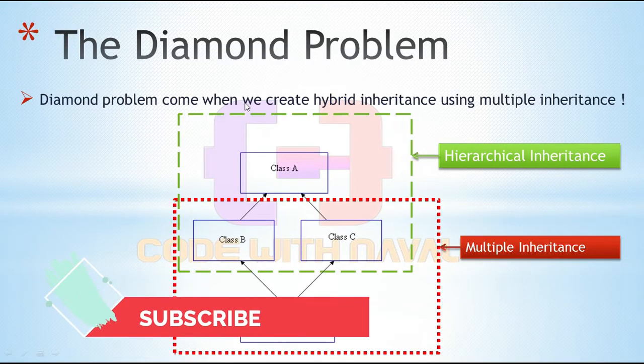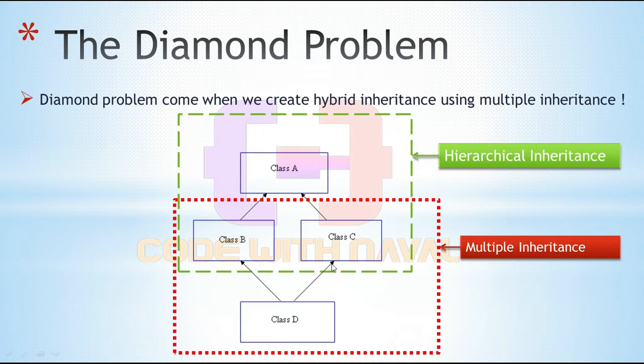The diamond problem comes when we create a hybrid inheritance using multiple inheritance. You can see in this diagram, this is a hybrid inheritance. Here we simply combine two inheritances and make a hybrid inheritance. The first inheritance is a hierarchical inheritance, where we have one parent class and two child classes. But in the second part of this diagram, you can observe that we have two parent classes and one child class, which is nothing but multiple inheritance.